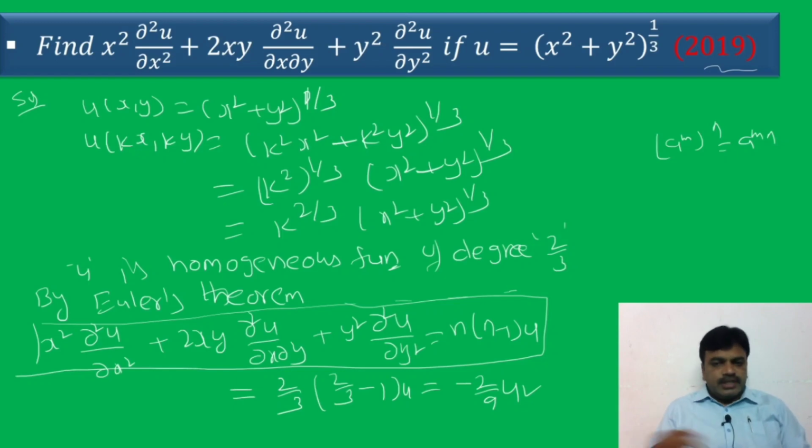Here also we check whether the given function is homogeneous or not. So we get a homogeneous function of degree 2 by 3. We know the Euler's theorem statement friends, x² ∂²u/∂x² plus 2xy ∂²u/∂x∂y plus y² ∂²u/∂y², that is equal to n into (n minus 1) into u. Okay, we substitute n value here, we get minus 2 by 9 u friends, which is the required solution of the given problem.